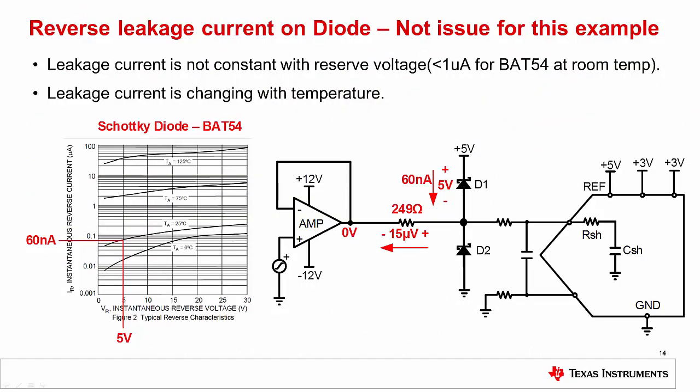Under normal operating circuit conditions, when the amplifier output is from 0 volts to 5 volts, the Schottky diodes are reverse biased. For example, if the amplifier output is at 0 volts, the diode D1 will have a reverse voltage of 5 volts on it. Using a curve from the diode's datasheet, you can determine that the reverse current is about 60 nanoamps at 25 degrees C for the 5 volt reverse voltage. This current will flow through the 200 ohm series resistance, developing a 12 microvolt offset error. As you can see from this curve, the reverse current will change with temperature and reverse voltage.